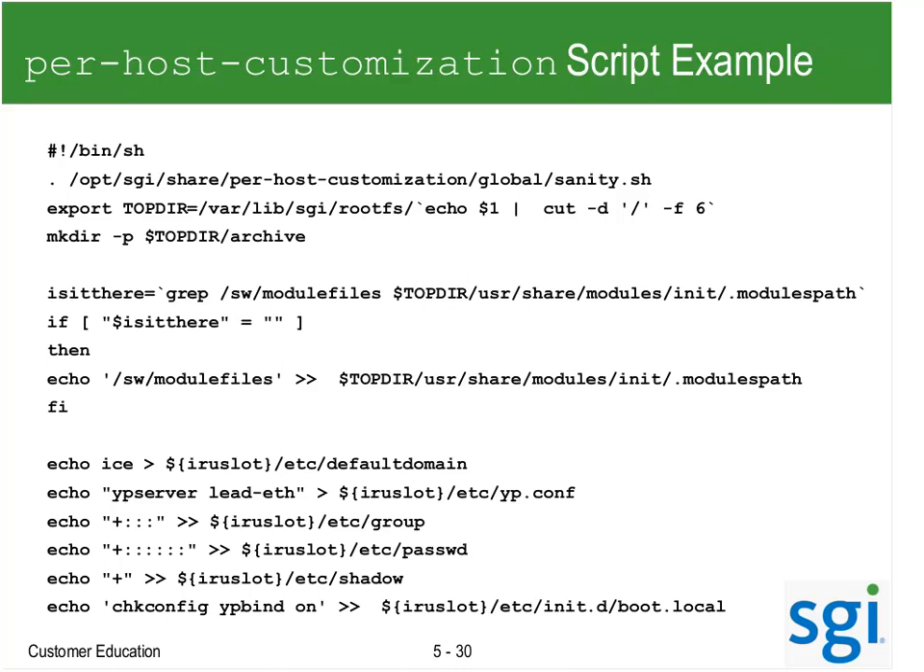Then the script is echoing ICE into the NIS domain name, pointing to the YP comp for the YP server, and setting up the group, password, and shadow files to say this is NIS, and then chkconfig ypbind on. Now, frankly, that ypbind on is dangerous because if it doesn't connect to the master, it may take you 5 minutes to get through a login. Sometimes I prefer to do ypbind by hand. Now, my plan is tomorrow morning to walk through NIS and get it working.